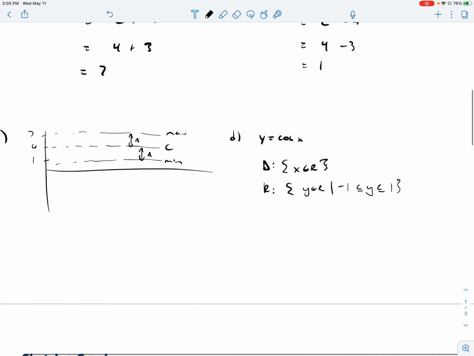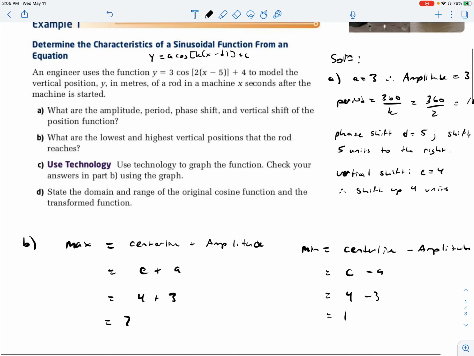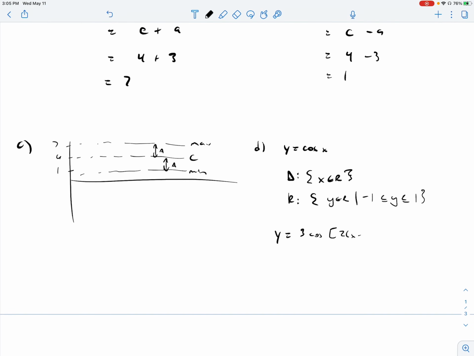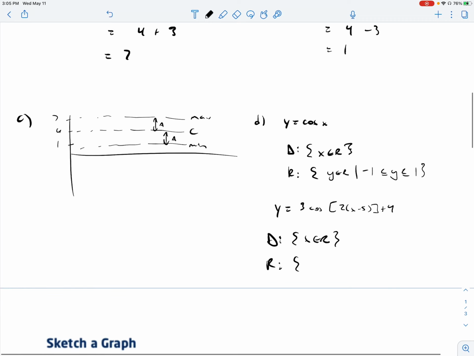And then for our transformed one, y equals 3 cos 2 (x minus 5) plus 4, this domain is also x as an element of R, no restrictions. The range, though, is different. The range is going to be between our max and min values, which is 1 and 7. So we'll say y is an element of R, y is greater than or equal to 1 and less than or equal to 7.